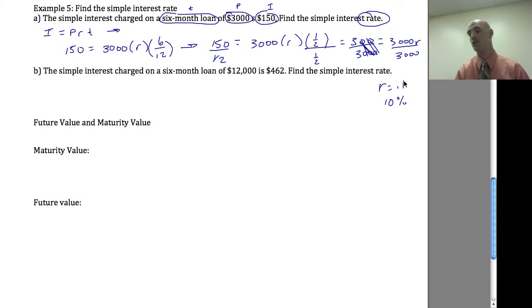That's solving for that equation. That's a very simple way to do this because what I did was I set up the equation and solved for what I didn't have. See if you can try example B, and we're going to talk about future and maturity value. Future maturity value.